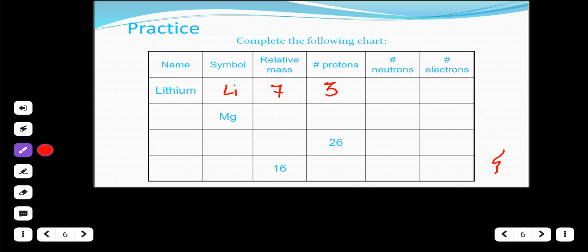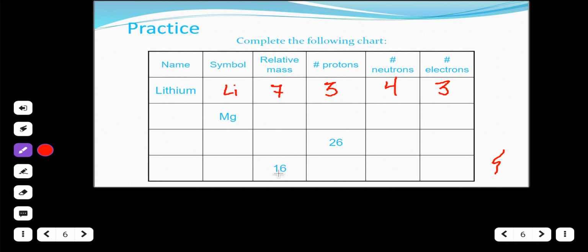As far as electrons are concerned, if we think that this is neutral lithium, and we can assume that it is in this problem, then our electrons will cancel out our protons. For neutrons, those exist in the nucleus, so there must be 4 for a total mass of lithium to be 7.